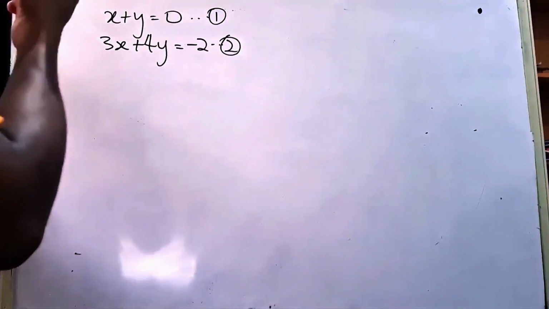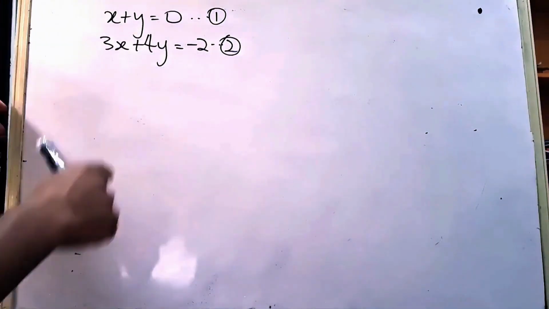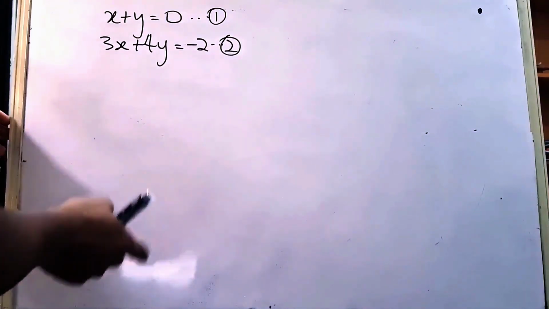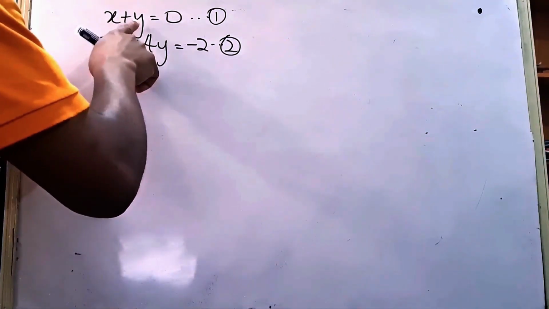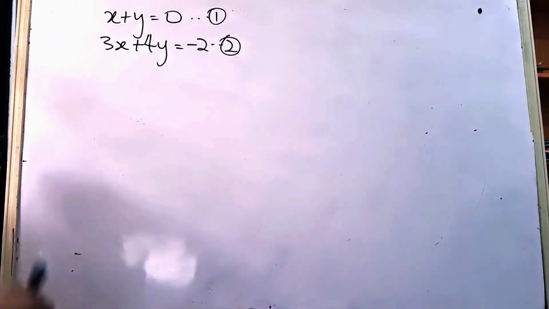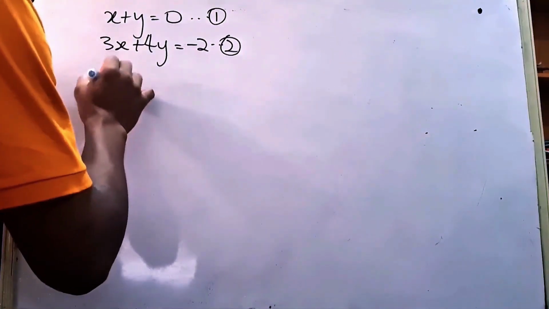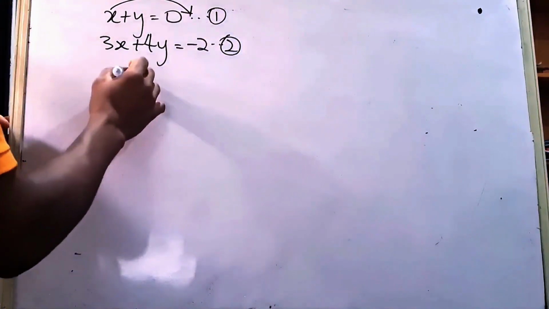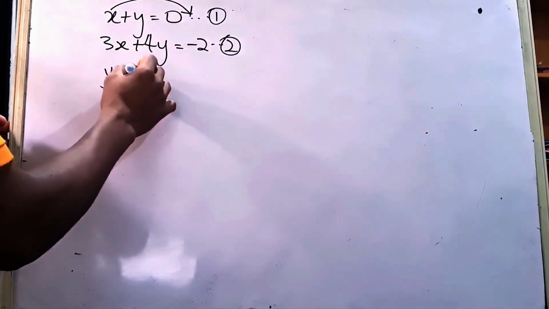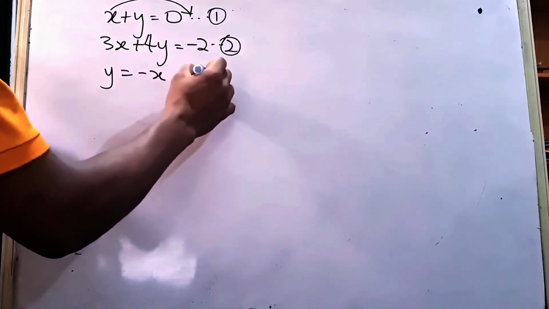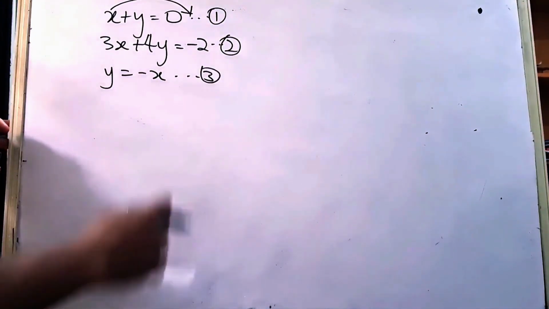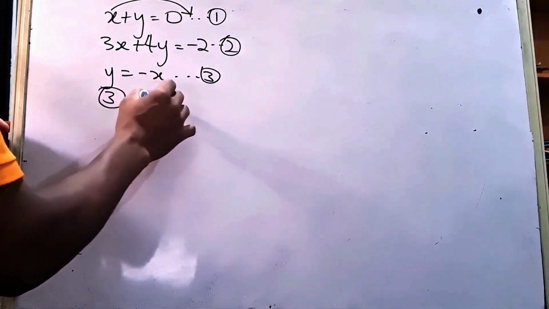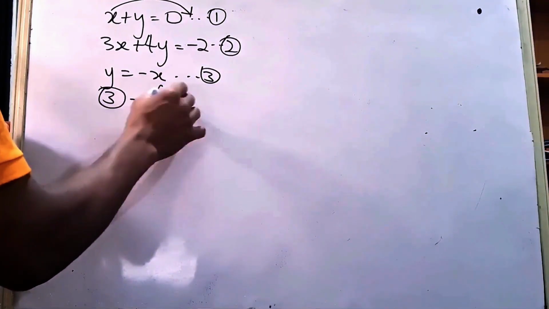So let's go into it. In this case, you can choose x, you can choose y. But in this case, I'll make y the subject of the formula. So it means that y is equal to, I move x to this side, y is equal to minus x. I'll call this equation 3. So I'll take this, I'll substitute equation 3 and put it in equation 2.